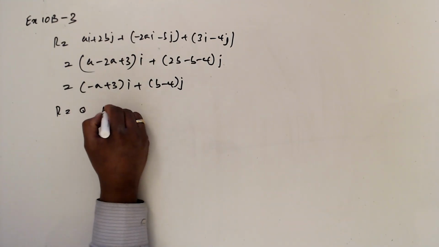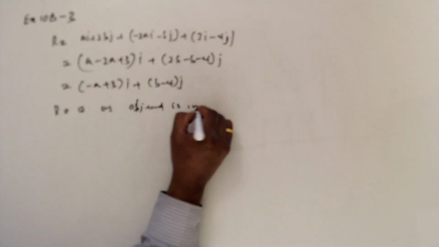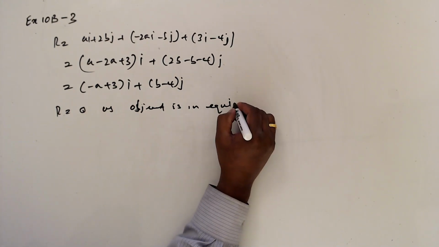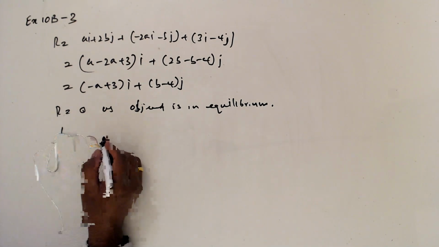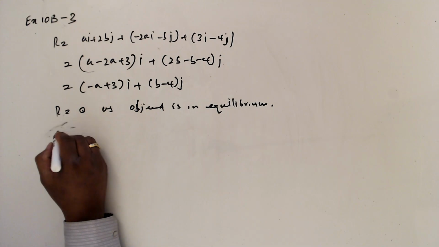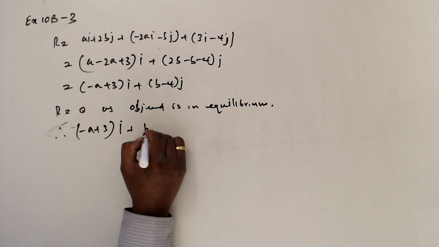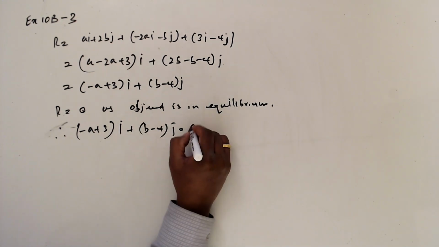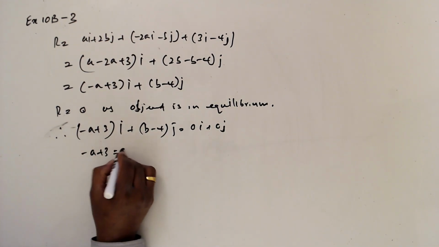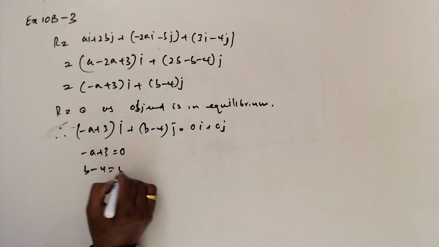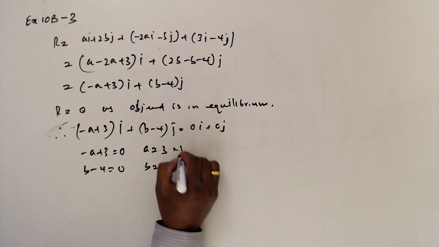R equals 0 as the object is in equilibrium. Hence minus A plus 3 i plus B minus 4 j equals 0i plus 0j. So minus A plus 3 equals 0, B minus 4 equals 0. A equals 3, and B equals 4 Newton.